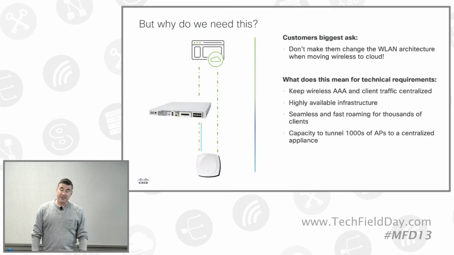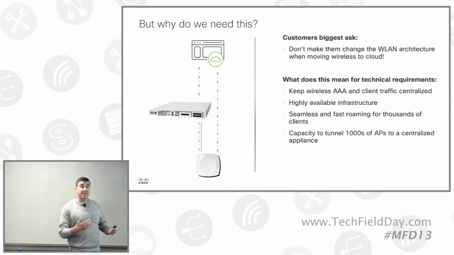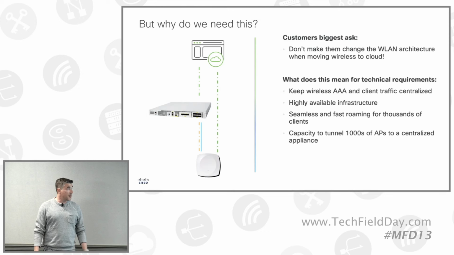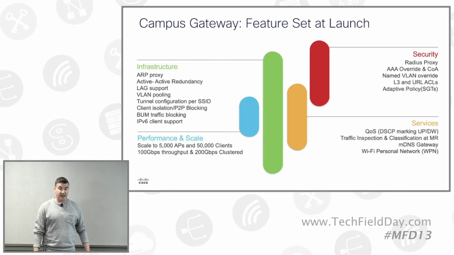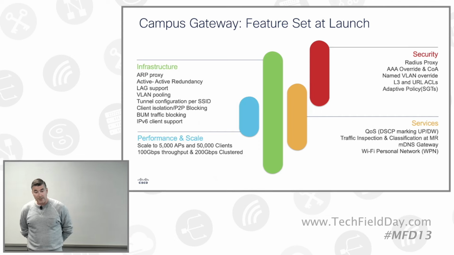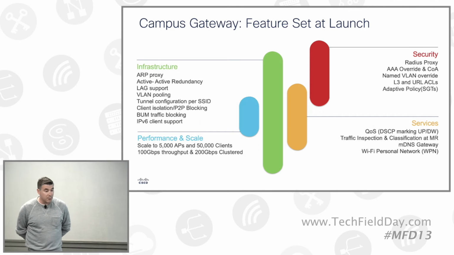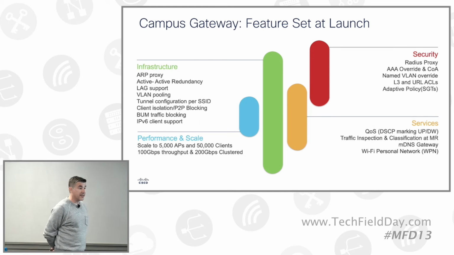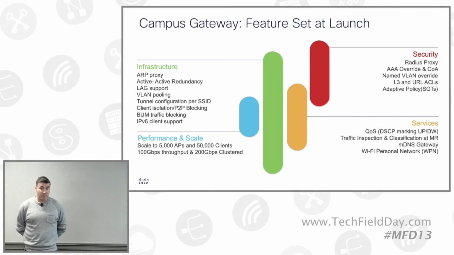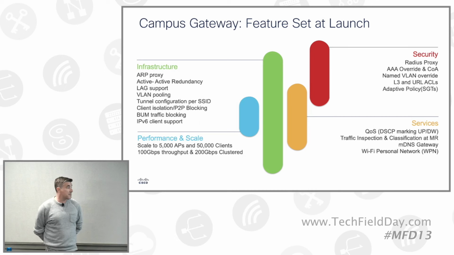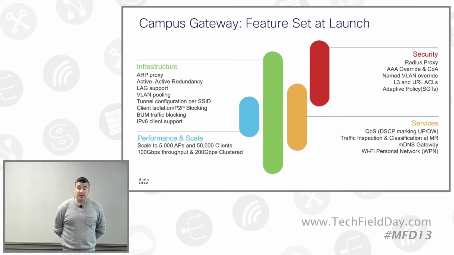That translates to a couple of different technical requirements for us when we thought about building this product and how we would build it. I'm not going to dive too deep into those because I'll cover them in the next slide. But on features, from a launch set perspective, we worked really hard to make sure that this is an MVP, meeting all the needs of our customers when they want to deploy this. From a performance and scale perspective, we've had other options like the MX, but they didn't meet the need of what we were starting to see out there. So it scales to 5,000 APs, 50,000 clients, 100 gig throughput per box, and 200 gig clustered. What does that mean?